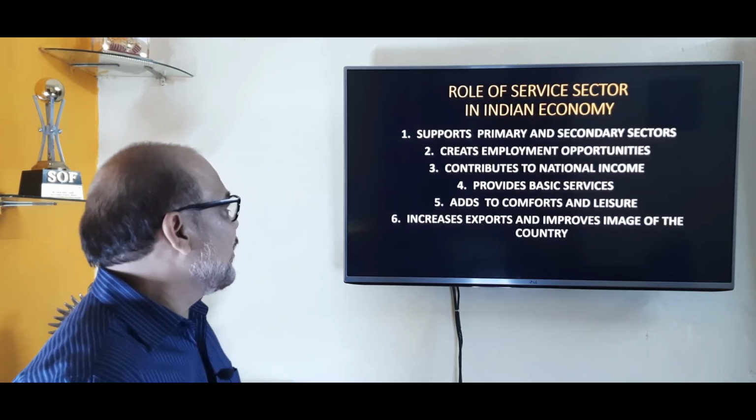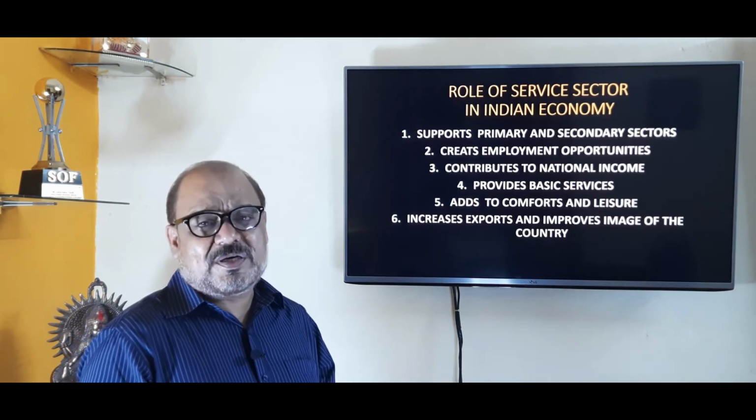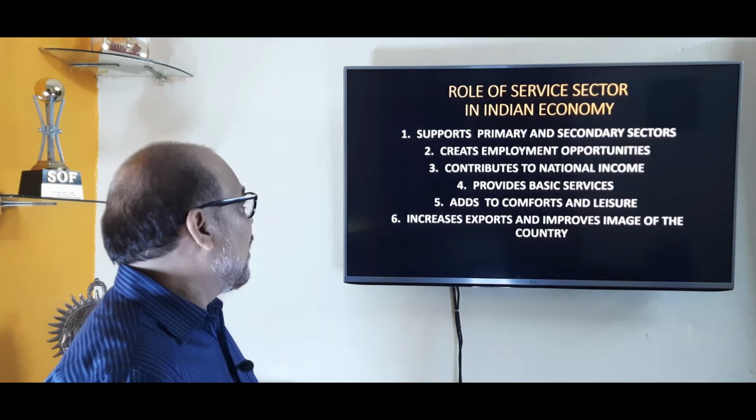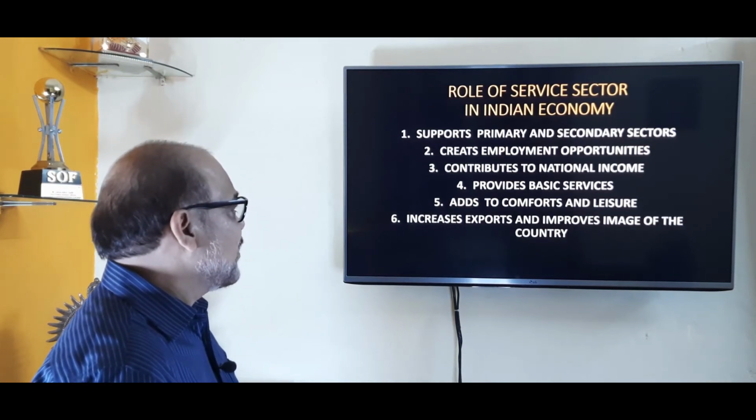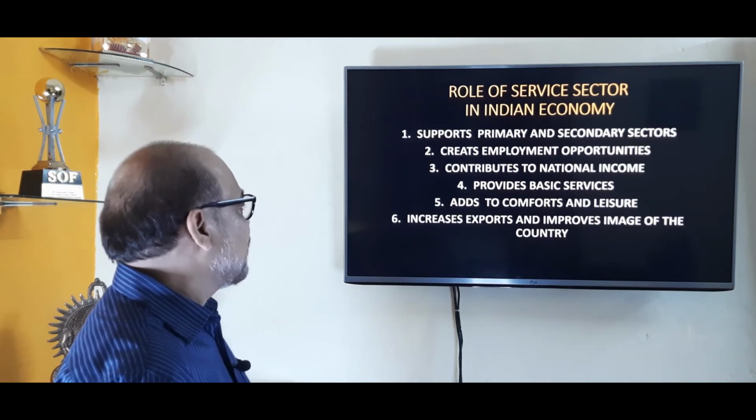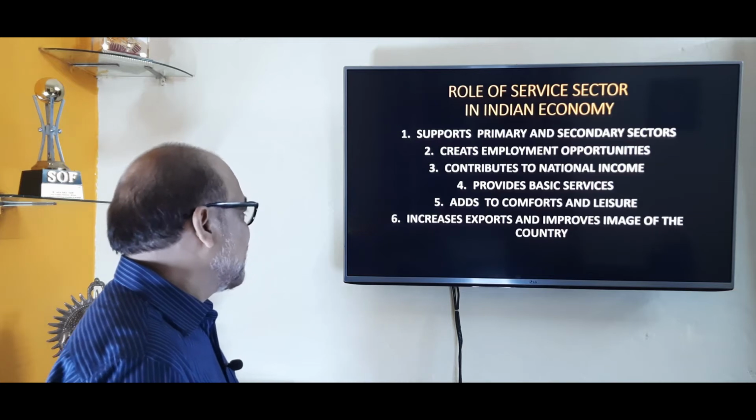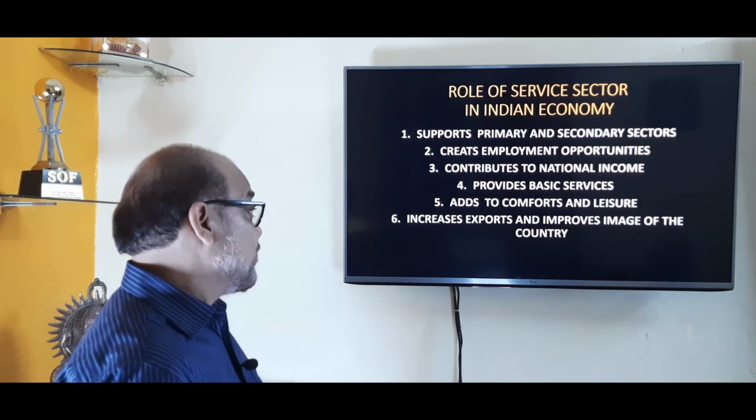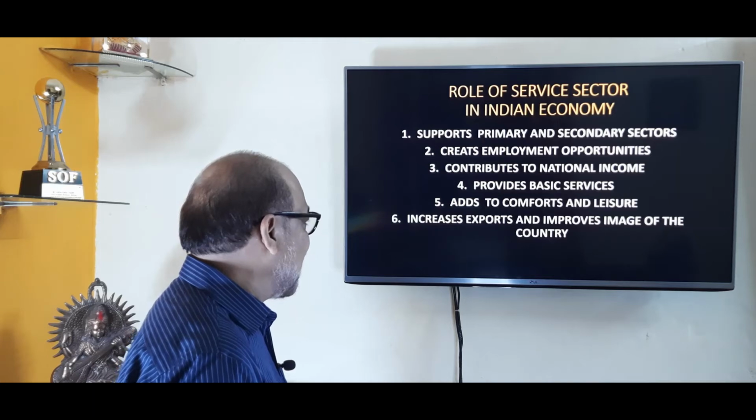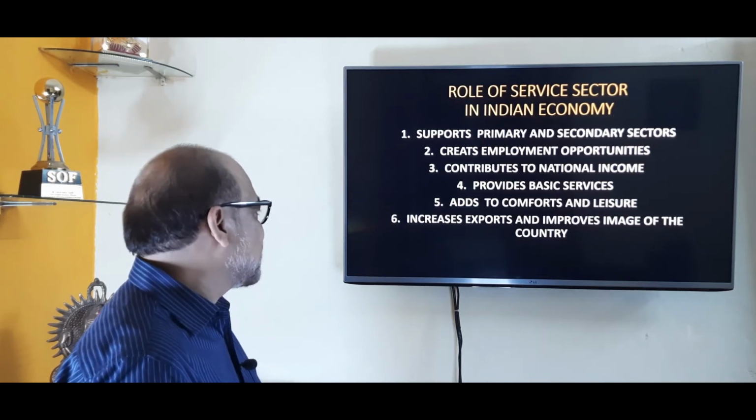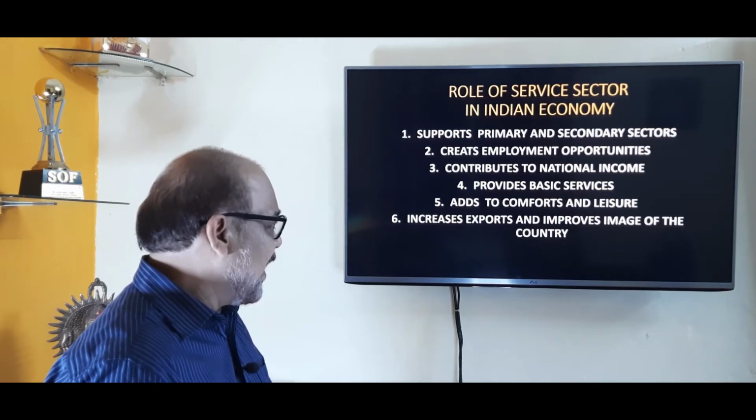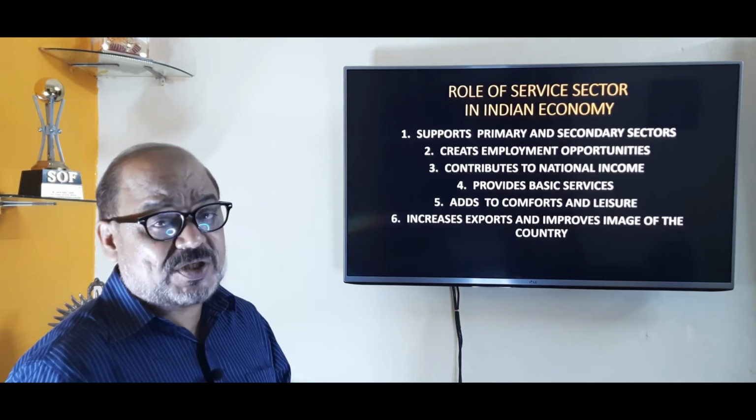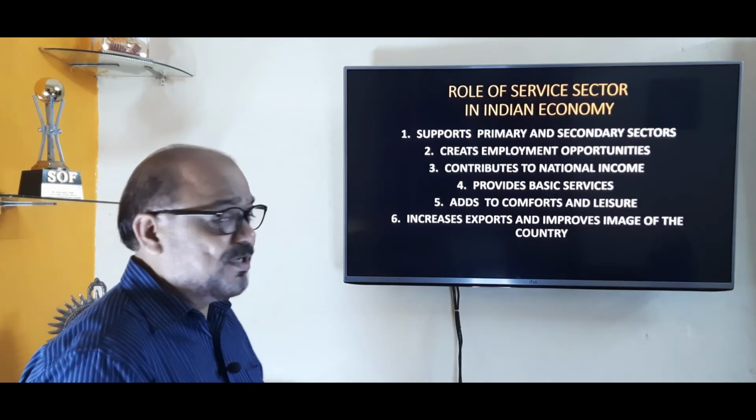Role of service sector in Indian economy. What is the role of service sector or tertiary sector in the economy of our country? There are 6 points. Number 1, the tertiary sector supports the primary and secondary sectors. Number 2, the tertiary sector or the service sector creates employment opportunities. Number 3, the service sector contributes to national income. Number 4, the service sector provides basic services. Number 5, the service sector adds to comforts and leisure. Number 6, the service sector increases exports and improves image of the country. These are the important roles played by the service sector, the tertiary sector in the Indian economy.